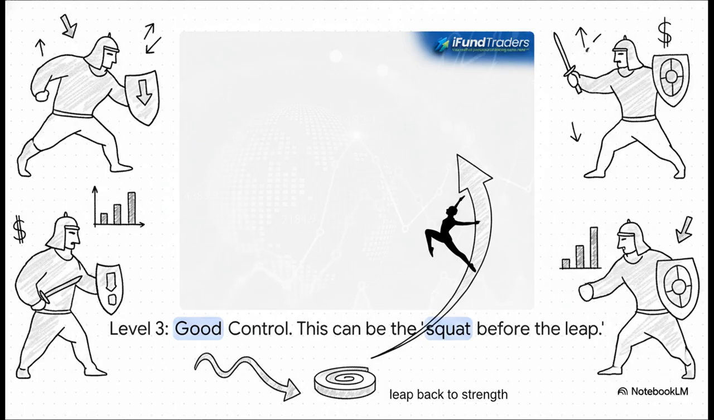Now we're at level 3, good control. The pullback is a bit more noticeable, but we are nowhere near that critical 2/3 line. The winners are still clearly in charge. Now, this is a really key moment. This doesn't automatically mean weakness. As our source material puts it, this can be like the squat before a dancer's leap back to strength. A quick pause before the next big push.